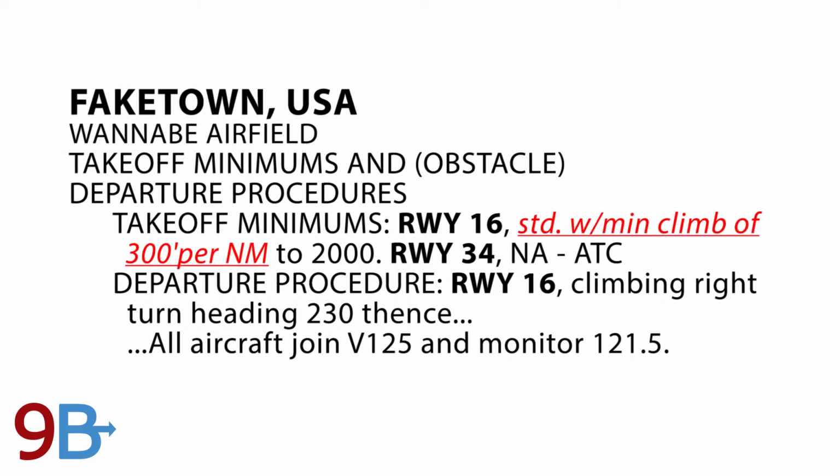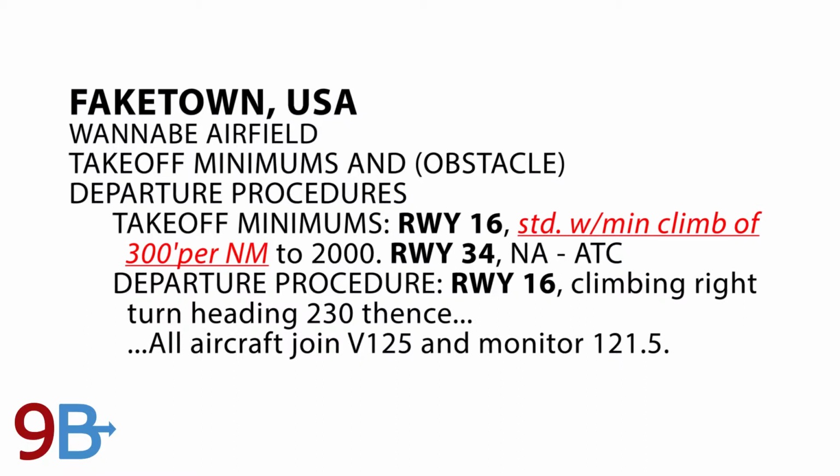It says takeoff minimums and obstacle departure procedures, and it says the takeoff minimums are standard with a minimum climb of 300 feet per nautical mile to 2,000. So, if they want us to maintain a climb gradient of 300 feet per nautical mile up to 2,000 and our ground speed is 90 knots, what is that in feet per minute?